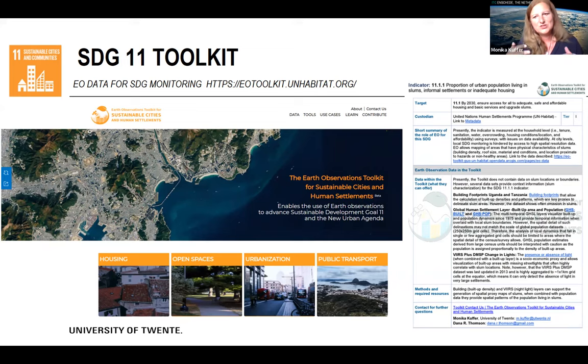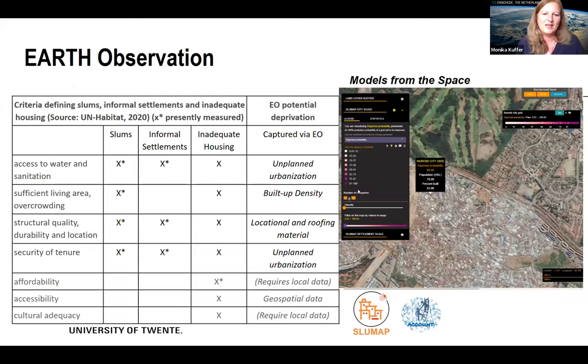And it's a toolkit which is not targeted to Earth observation scientists, but it's produced by Earth observation scientists for government users, for NGOs, for local users to have easy access to Earth observation data and tools. The big part of this toolkit is SDG 11, one indicator on slums and informal settlements. There are some data related to it, but there are not real data sets in this toolkit that can support SDG 11.1.1 monitoring.